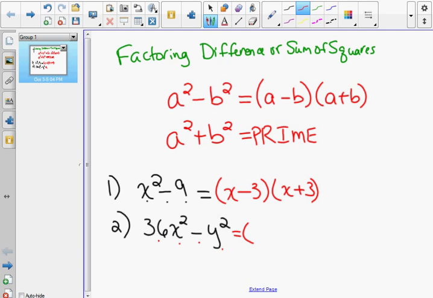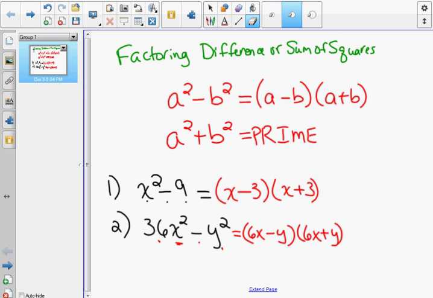So I need to think about what is the square root of 36 and what's the square root of y squared, and that's going to be 6x. The square root of y squared is going to be just y. So both my binomials are going to have a 6x and a y. One's going to be a minus, the other one's going to be a plus. It doesn't matter if you have the plus and the minus in the reverse order, it's still going to give you the same product. So I'm going to rewrite this guy as a plus, and this guy as a minus, and it's still going to be a correct answer.